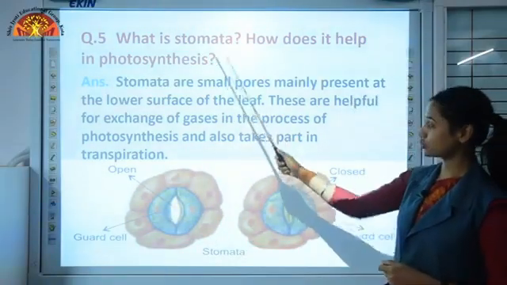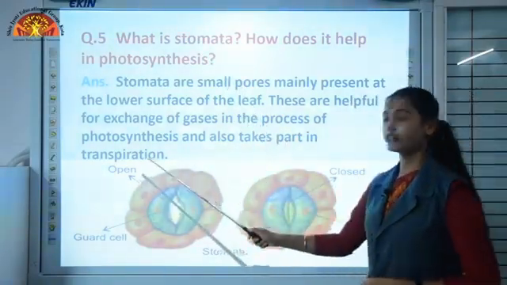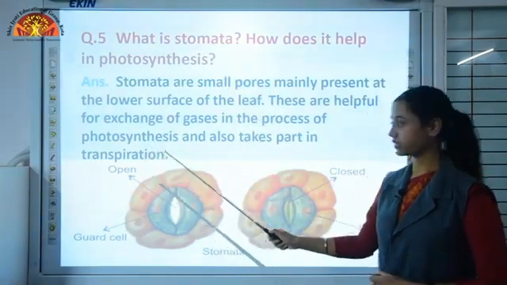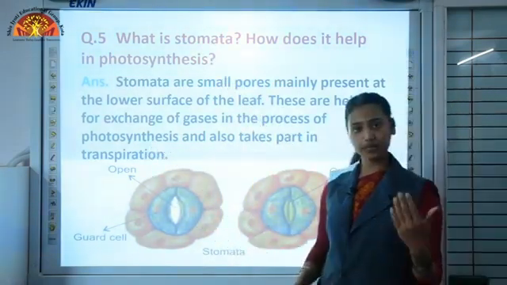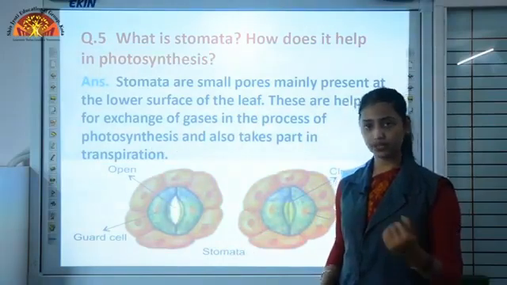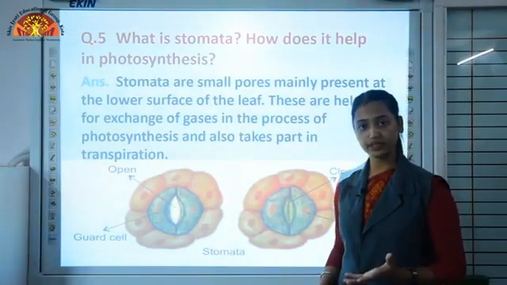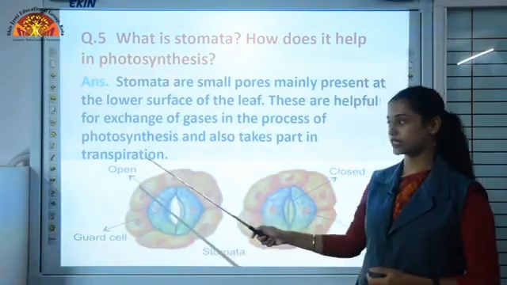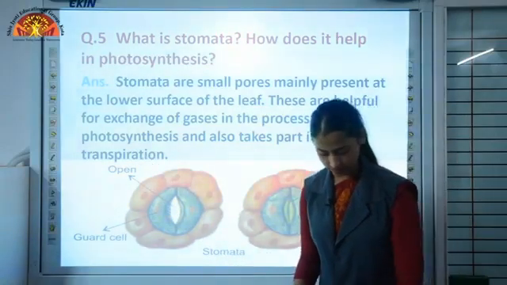And these stomata also take part in transpiration. Transpiration means the water escapes out from the body of the plant. Like we human beings sweat, plants transpire.